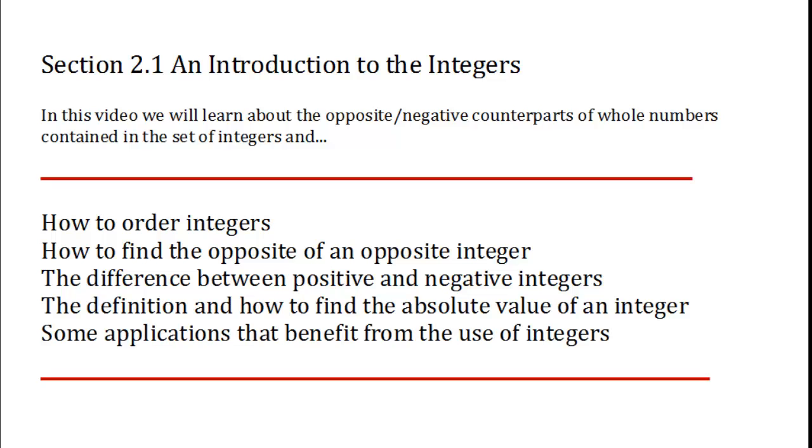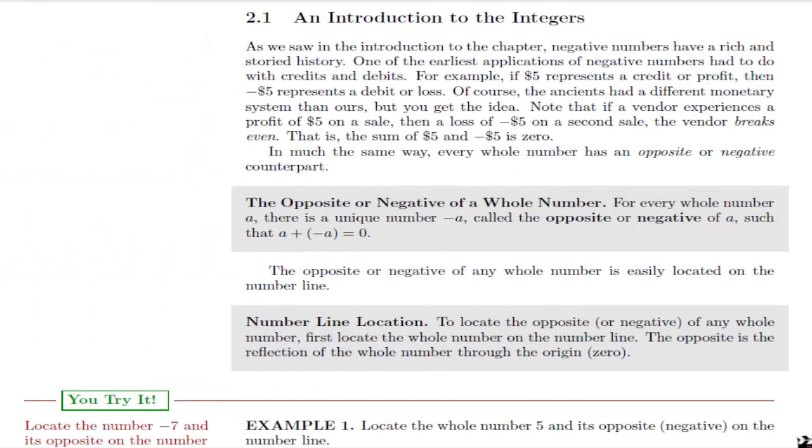As we saw in the introduction to the chapter, negative numbers have a rich and storied history. One of the earliest applications of negative numbers had to do with credits and debits. For example, if $5 represents a credit or profit, then negative $5 represents a debit or loss. Of course, the ancients had a different monetary system than ours, but you get the idea. Note that if a vendor experiences a profit of $5 on a sale, then a loss of negative $5 on a sale, the vendor breaks even. That is, the sum of $5 and negative $5 is 0.